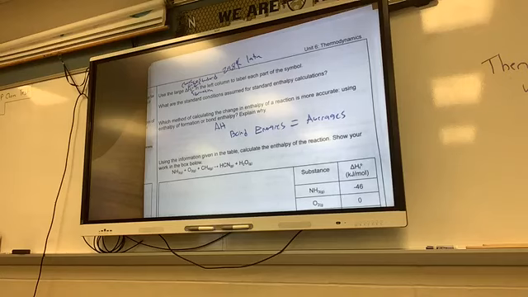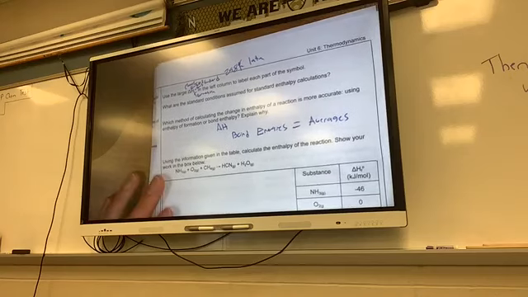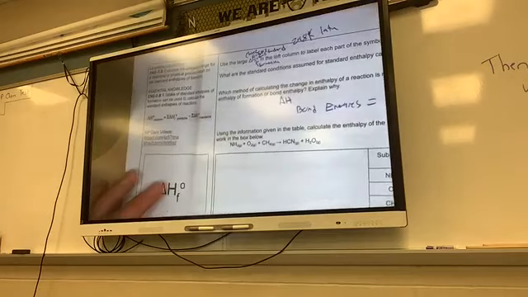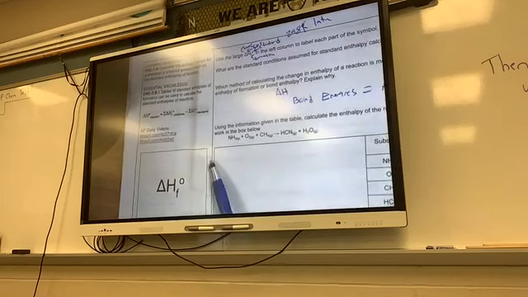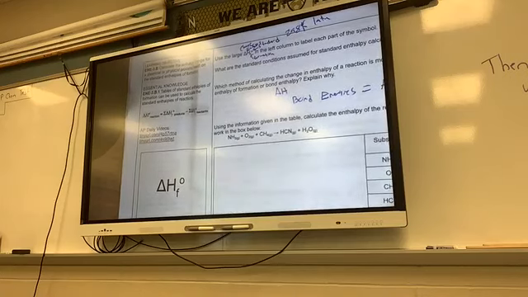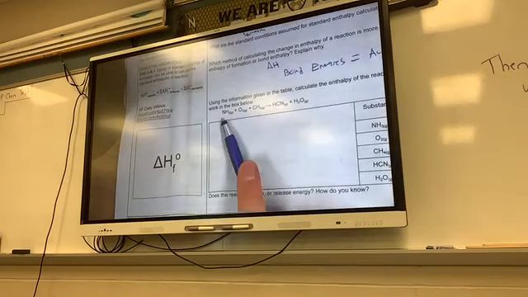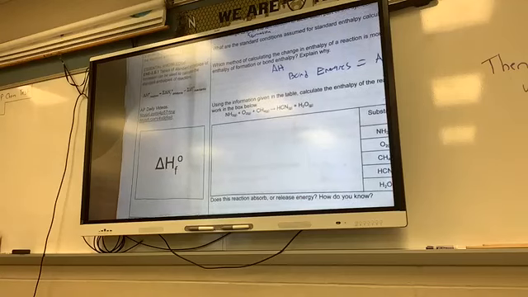So using the information below, calculate the enthalpy of the reaction, show your work in the box below. I feel like we can do this, right? We can do products minus reactants. You could do this times that plus this times that, minus that plus that plus that. Yes? Okay, good.